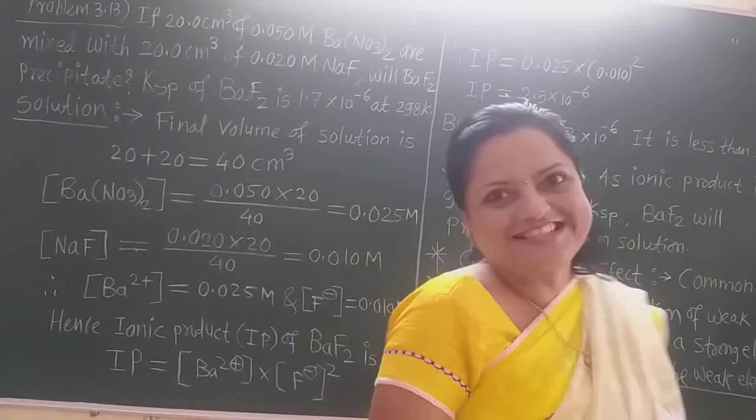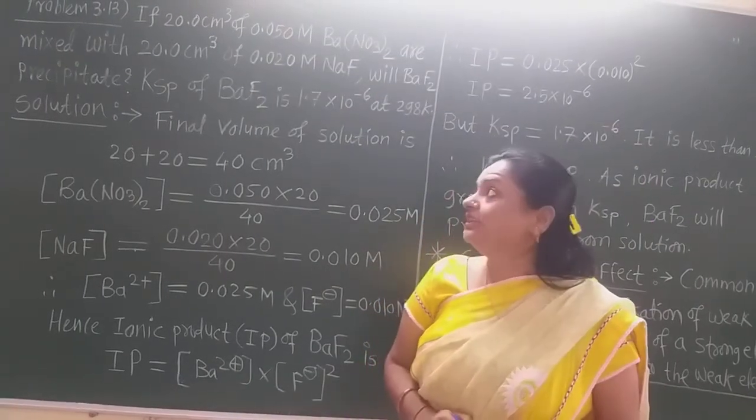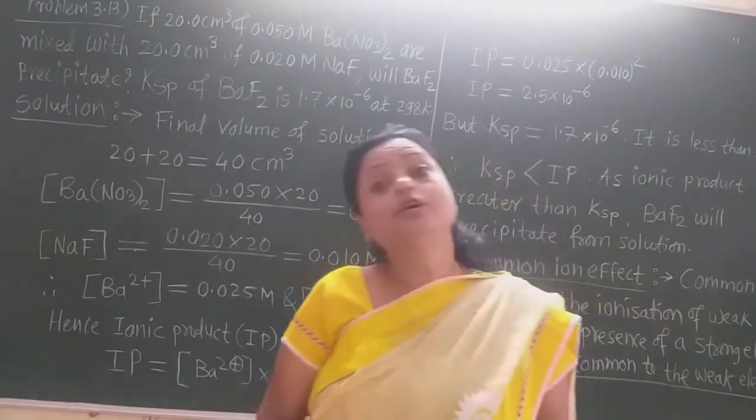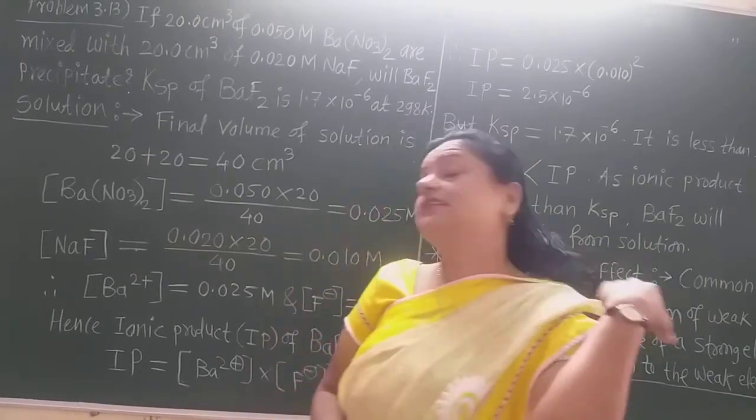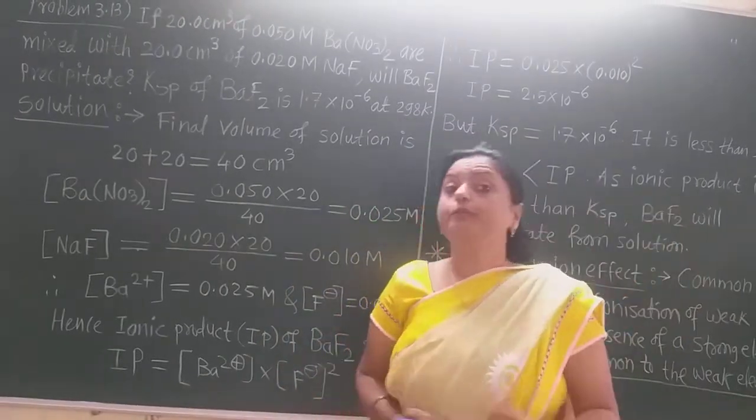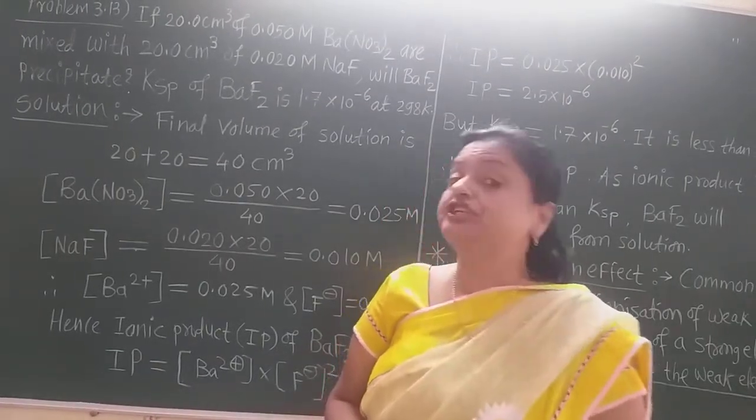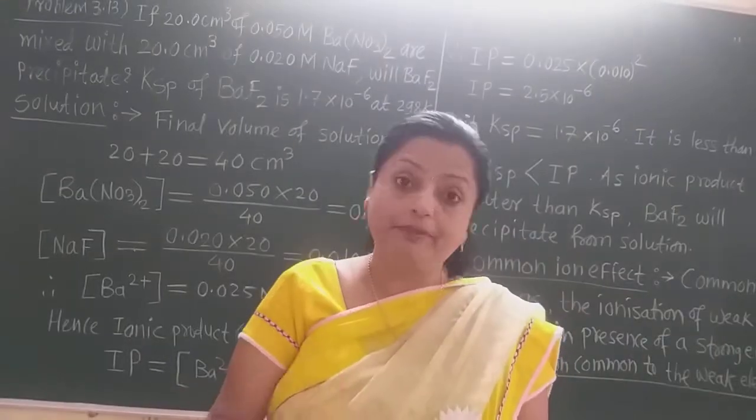Good morning students. We are learning from the last lecture the numericals, that is the problems based on the ionic product and solubility product. We are learning chapter number 3, and this is the topic: the solubility product and ionic product, how they are related, and whether precipitation occurs or not, what are the conditions for precipitation to occur.